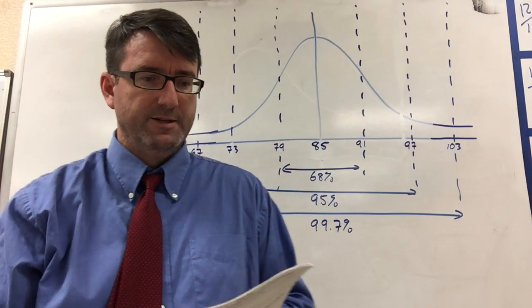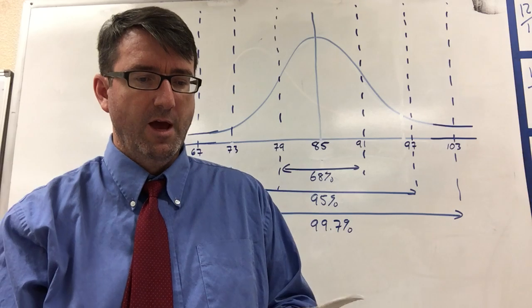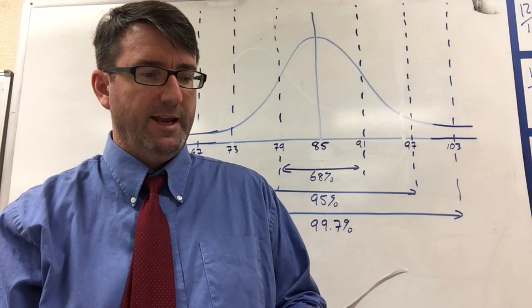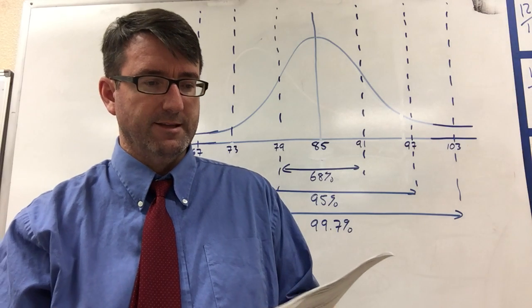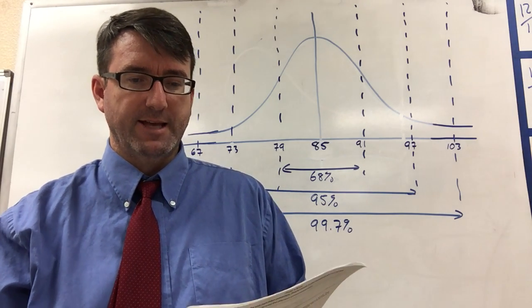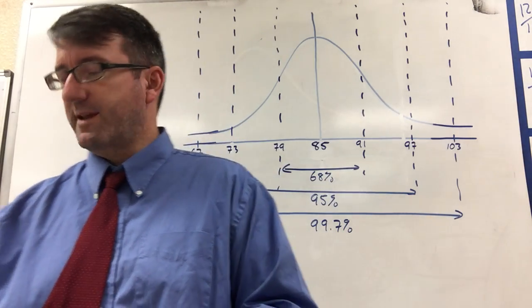All right, number 12 says for women at Hartford College, times to run 400 meters are normally distributed with a mean of 85 seconds and a standard deviation of 6 seconds. What percentage of the time are more than 67 seconds? And it says use the 68, 95, 99.7 rule.